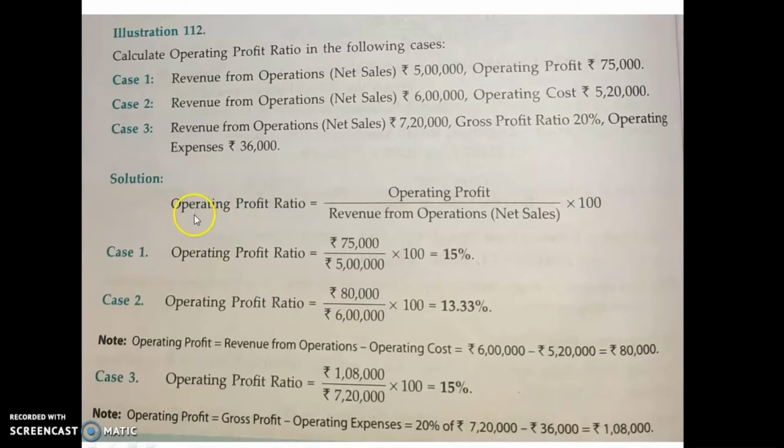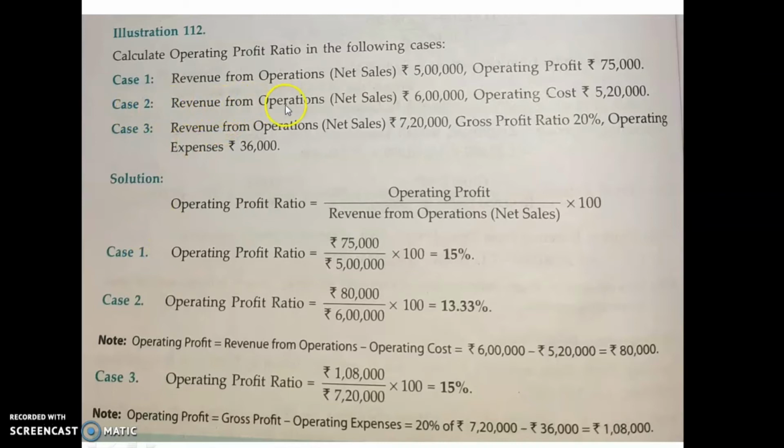The first part of your solution is writing the formula. So operating profit ratio is equal to operating profit divided by revenue from operations into 100. Your operating profit in case 1 is given to you as 75,000. So you can write 75,000 here, and in first case the revenue from operation is 5 lakh. So 5 lakh into 100, that will give you 15%. That is case 1. Now case 2.